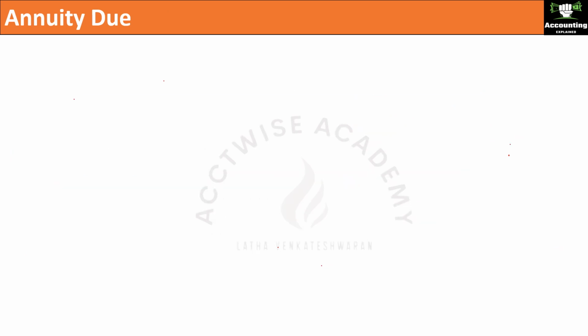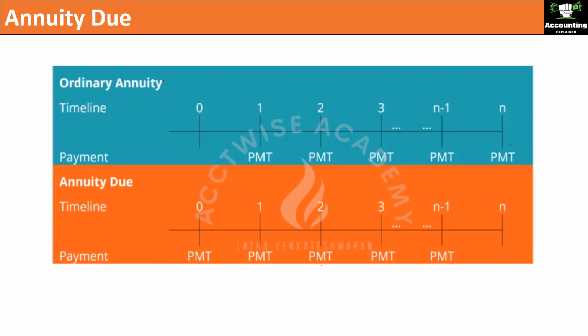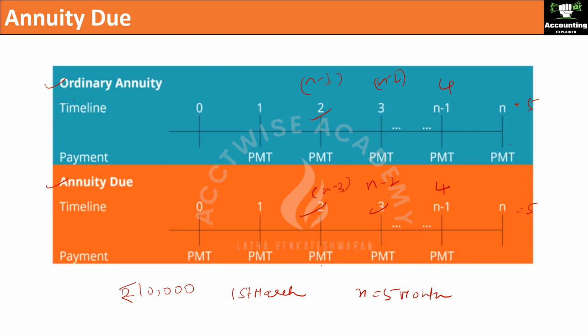With the help of this timeline, we can understand how ordinary annuity and annuity due work. We saw previously that we paid a rent of rupees 10,000 and we occupied the house on 1st March. And suppose we are going to stay in the house for 5 months. N becomes 5 in both the cases. N minus 1 is 4, N minus 2 is 3, N minus 3 is 2, and N minus 4 is 1. Both cases are the same.